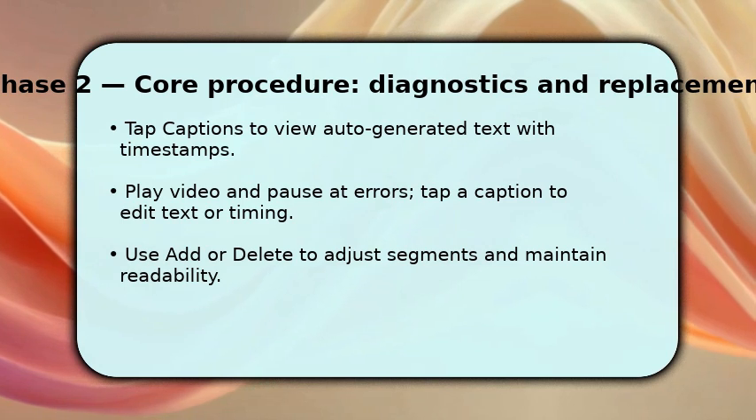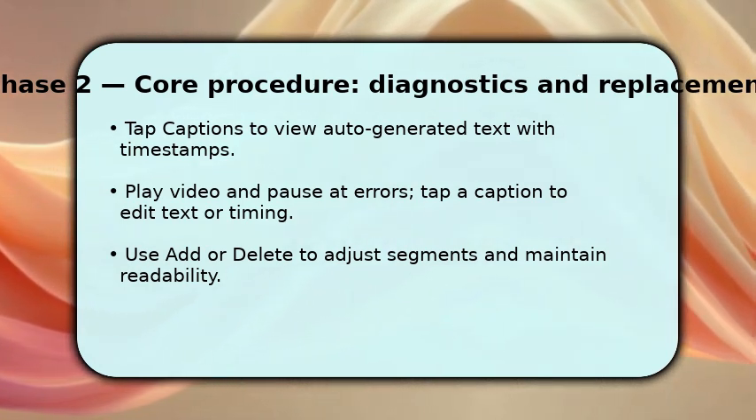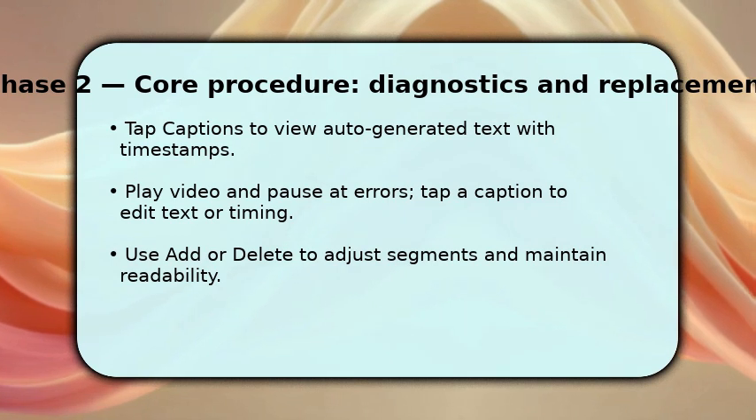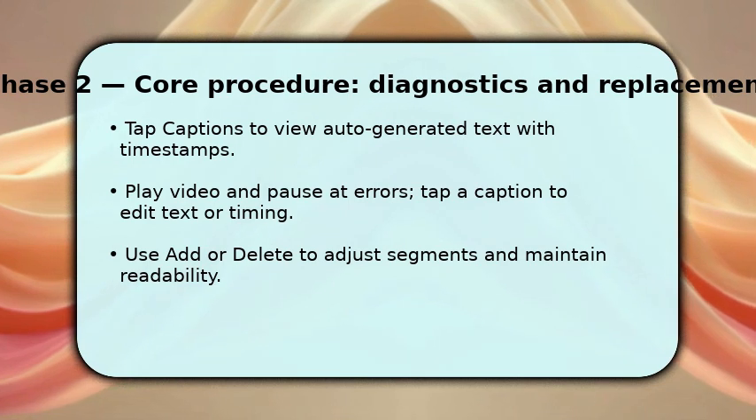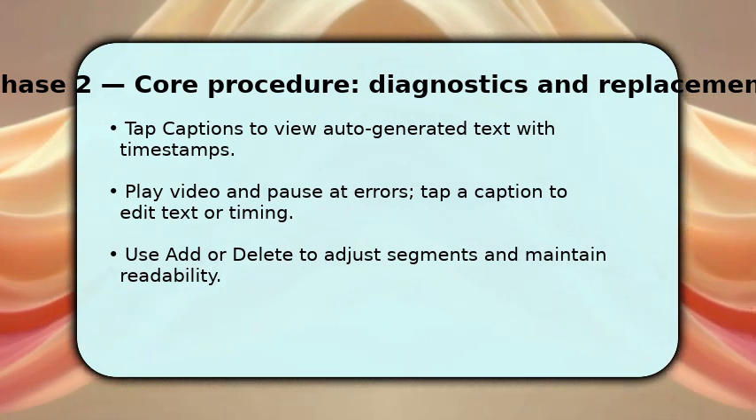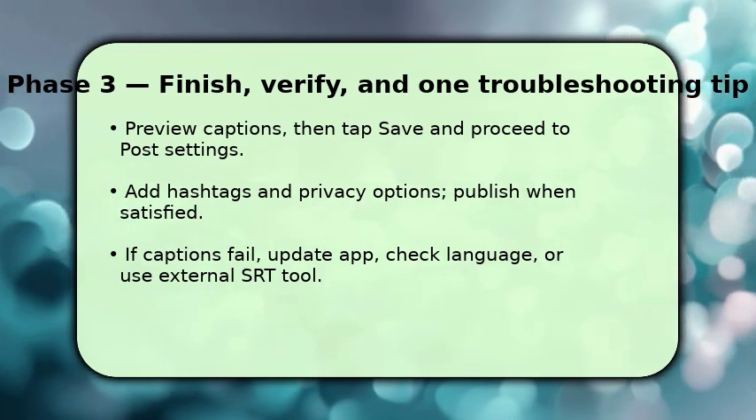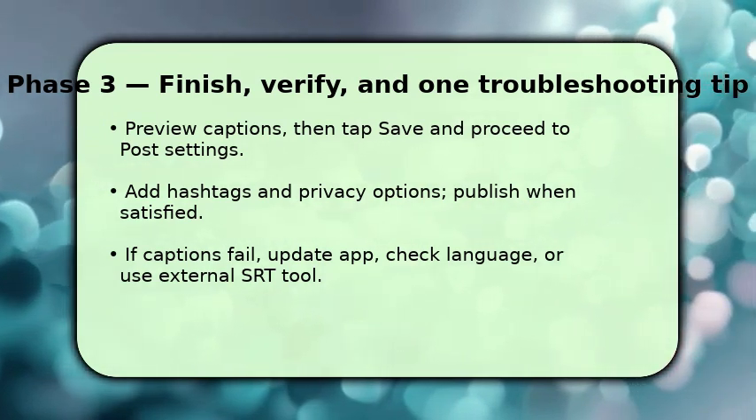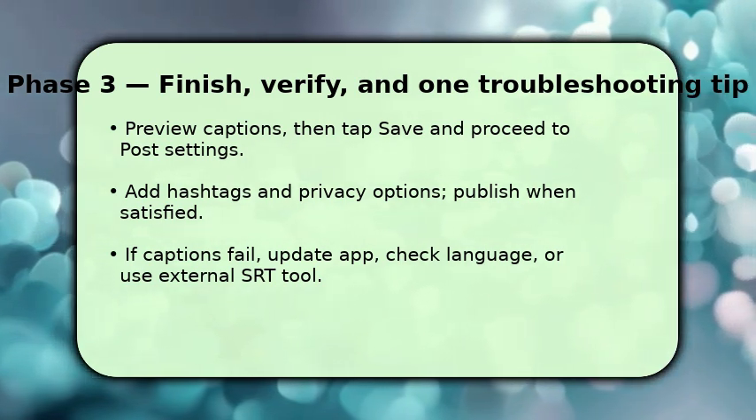After edits, preview the full video to ensure captions sync with spoken words before moving to the final step. You're at the finish line, preview the edited captions, then tap save so changes stick to the clip. Make posting choices, add hashtags, set privacy, and pick a cover, then publish. If you need burned-in subtitles, consider adding text overlays manually before posting.